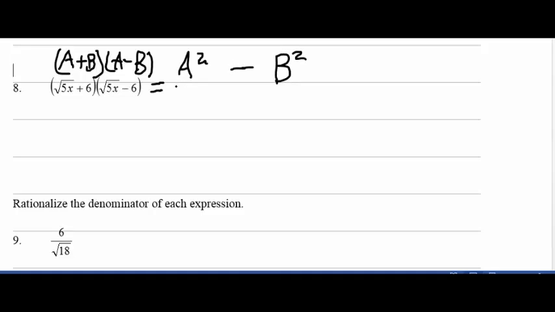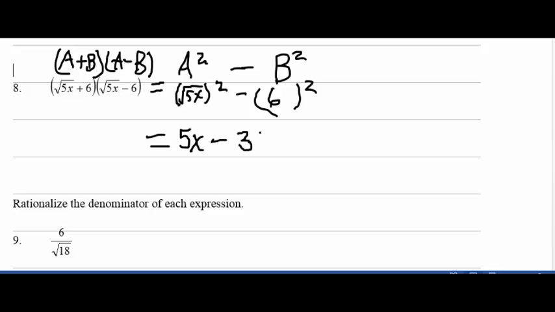And so we just have to recognize for this particular problem, a is square root of 5x, b is 6. So this is the square root of 5x minus the square of 6. So if I square the square root of 5x, I'm simply going to get the 5x. The radical and the square cancel each other out. I'm left with the radicand, minus 36. So that's my final result on that one.